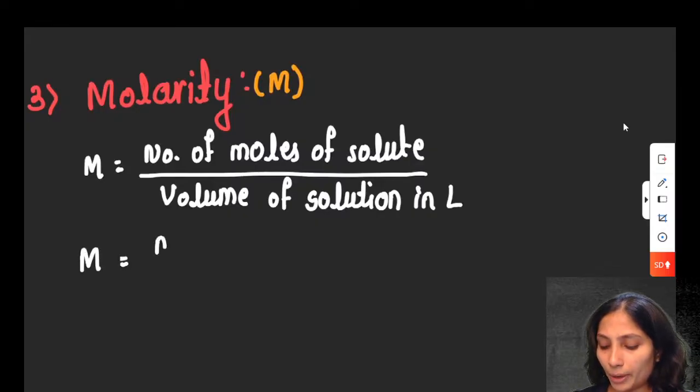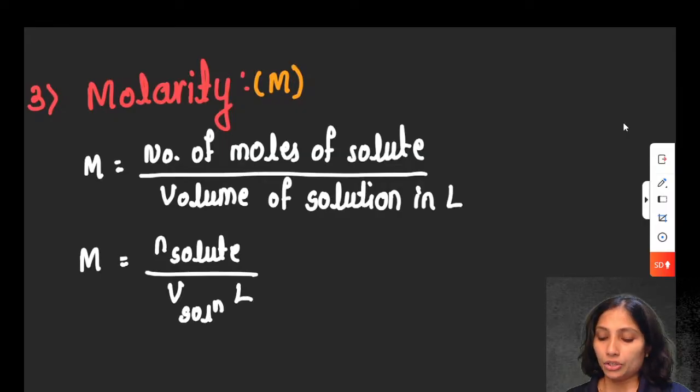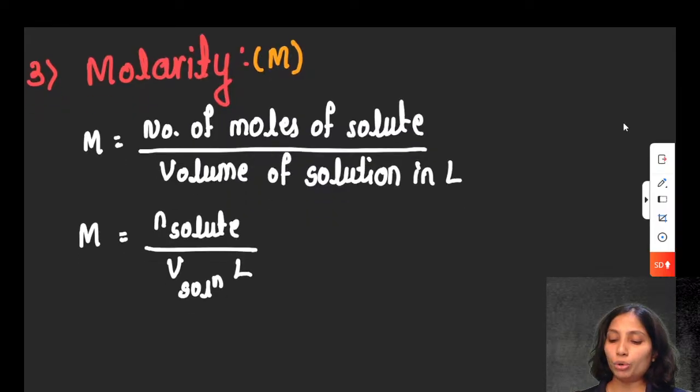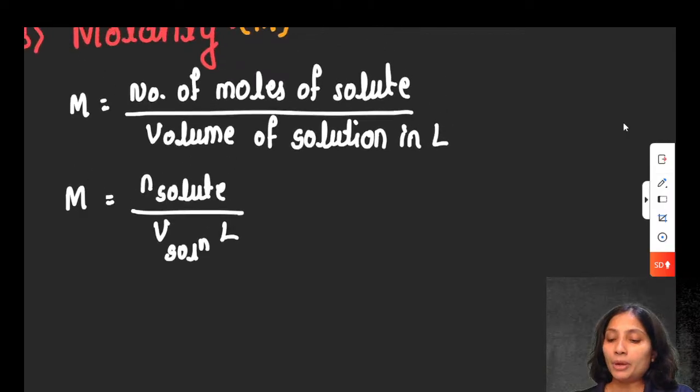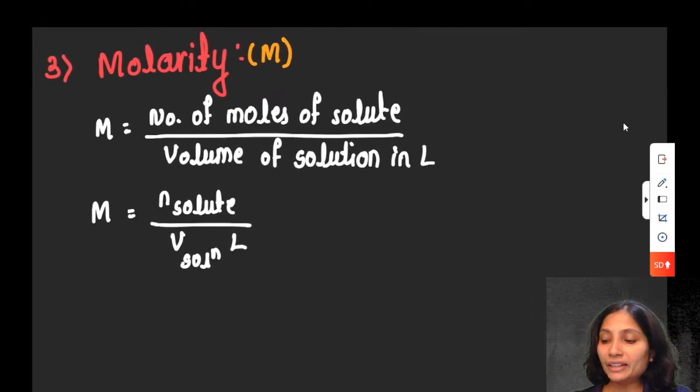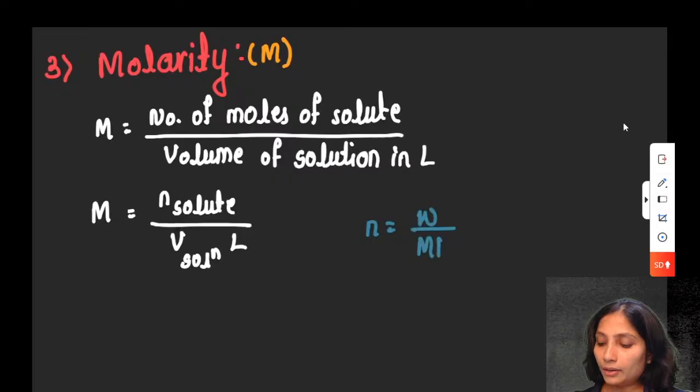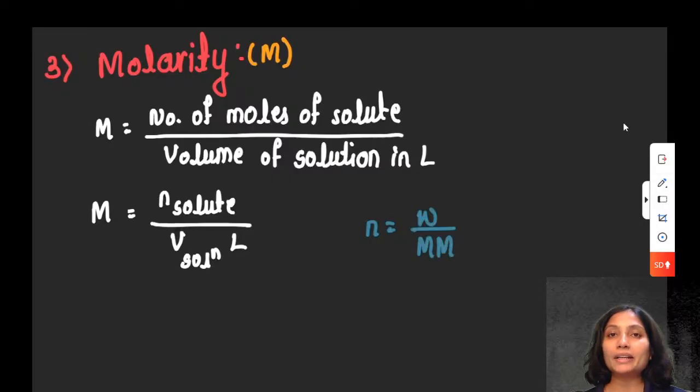Molarity is equal to number of moles of solute divided by volume of solution in liter. So how to calculate number of moles? What is the formula to calculate number of moles? Number of moles can be calculated by the formula mass by molar mass, where n is equal to mass by molar mass. That is nothing but number of moles.